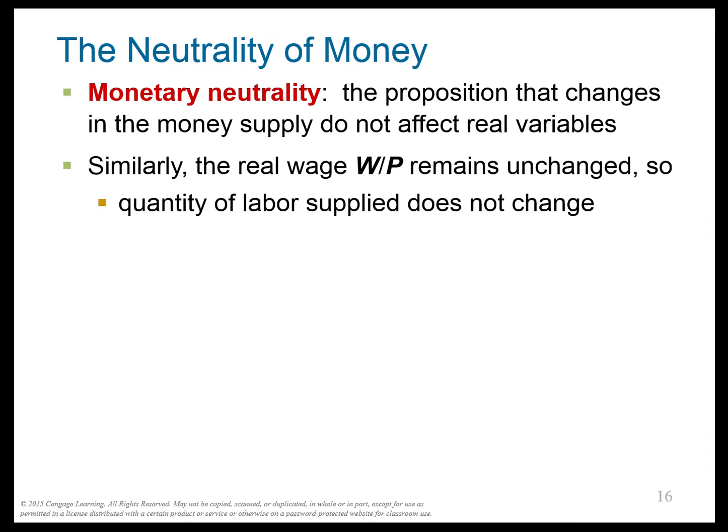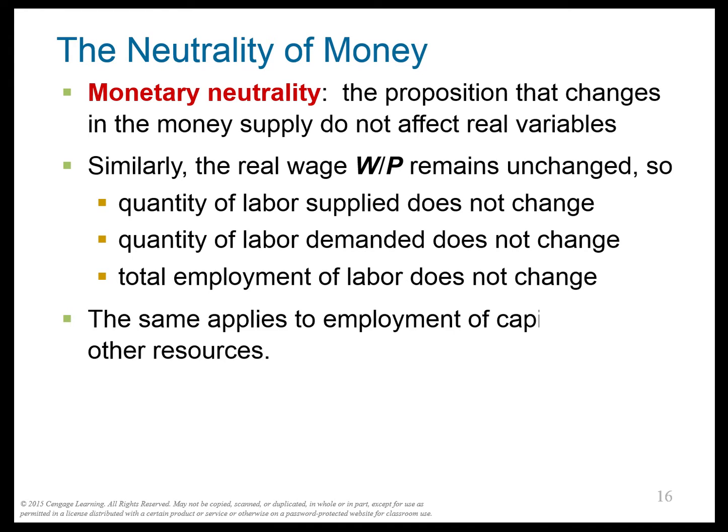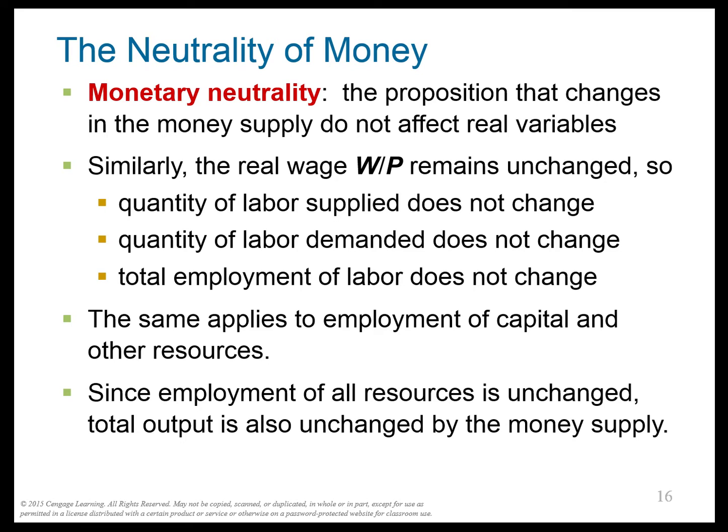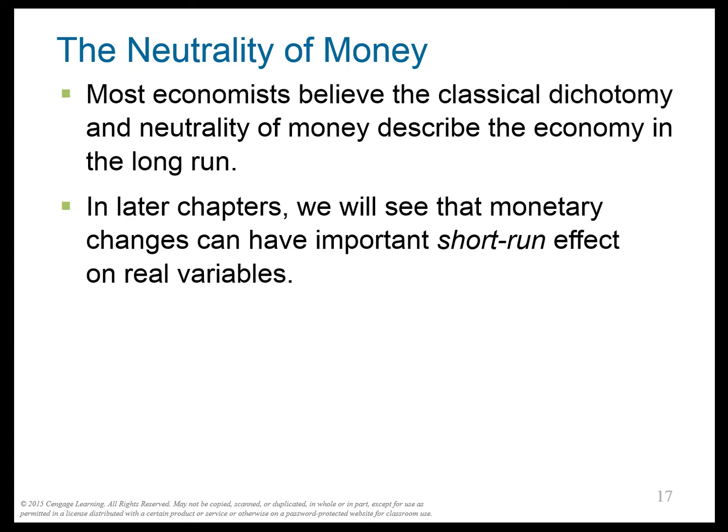So that means that the quantity of labor supplied does not change, the quantity of labor demanded does not change, total employment does not change, and this applies to all inputs. Since employment is staying the same, we know that total output is also unchanged. So changes in the monetary supply cannot help our economy create more goods, which is ultimately what determines our standard of living. This is really only true in the long run. In the short run, it has effects.